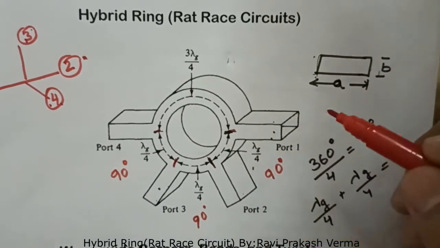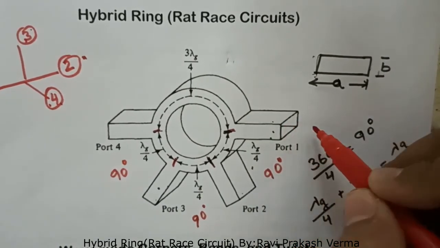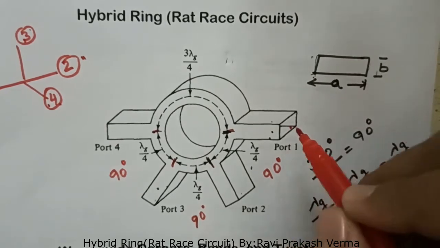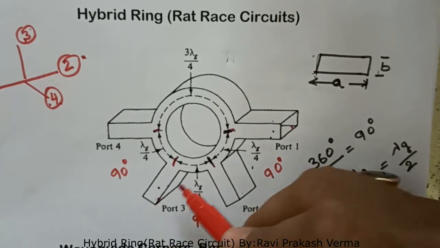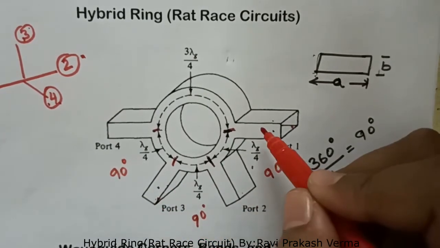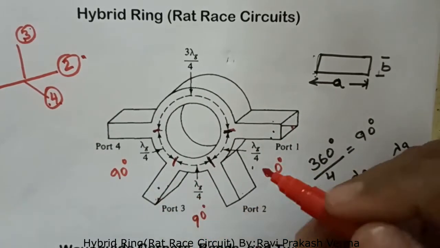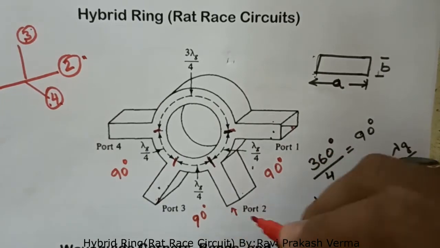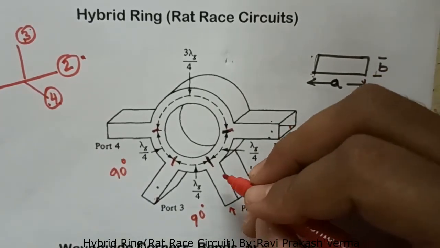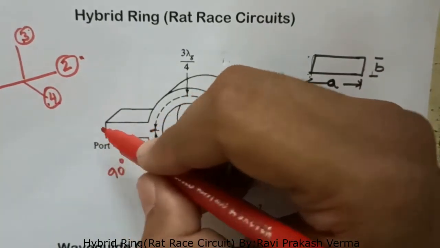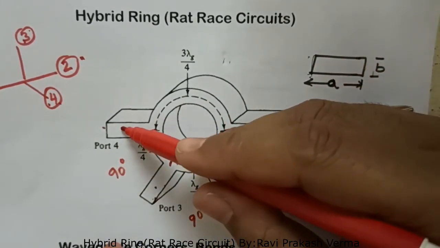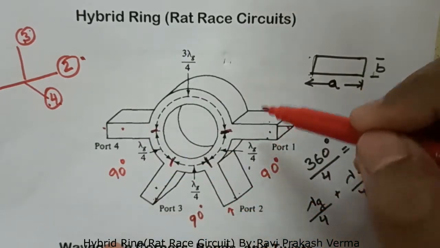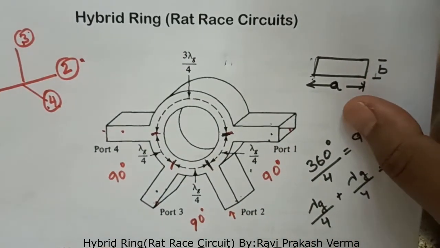We will show you this again. If we apply any input to port 1, then we will get zero output at port 3 because there is a 180 degree phase shift of the signal. Similarly, if we apply any input at port 2, then we will get zero output at port 4 because there is a phase shift of 180 degrees between port 2 and port 4, either in the clockwise direction or in the anti-clockwise direction.